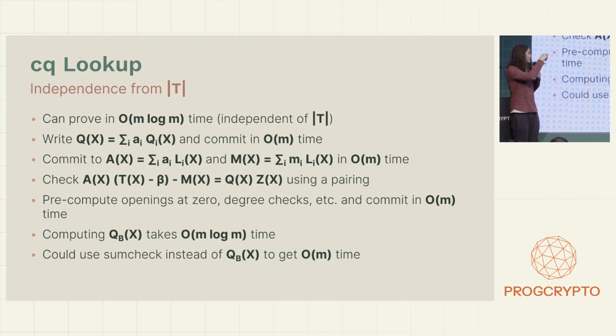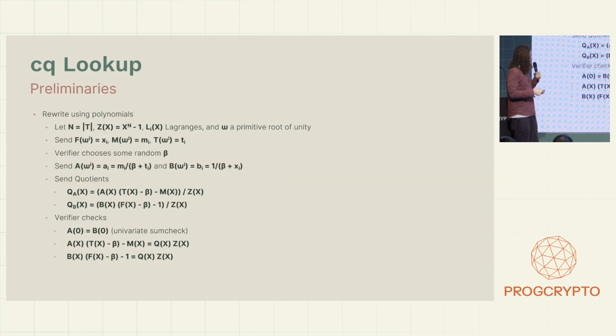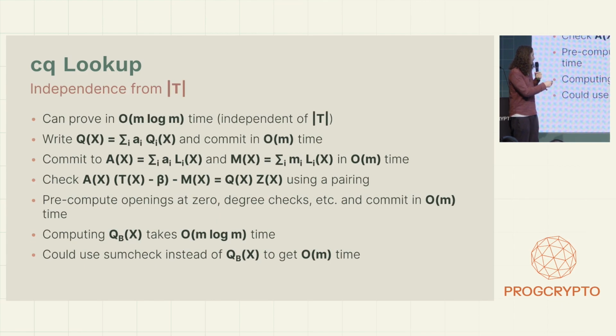So you'll notice that everything so far has actually been in O of m time, not O of m log m time. The only thing from CQ that takes O of m log m time is computing the quotient Q_B. That's for the lookup side, as opposed to the table side where everything is done in O of m time. And this is just because we need to check this degree 2 relation, the last line, B(x)(f(x) minus beta). And f(x) and B(x) are both unknown ahead of time, unlike in the second to last equation. So we need to actually use FFTs to compute the quotient. But that's not really fundamental, right?